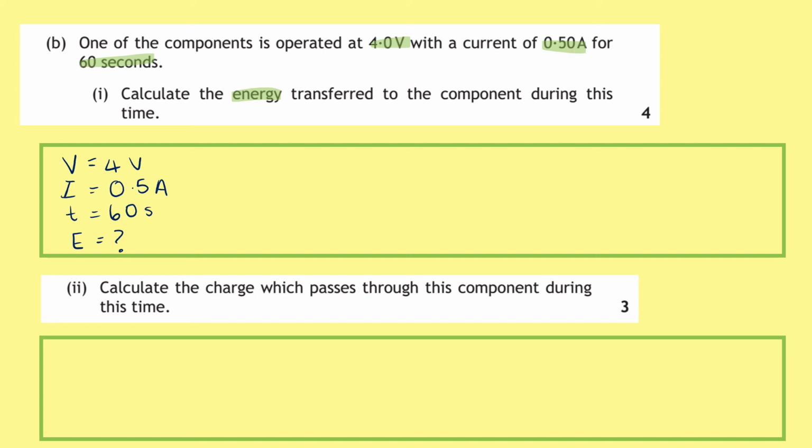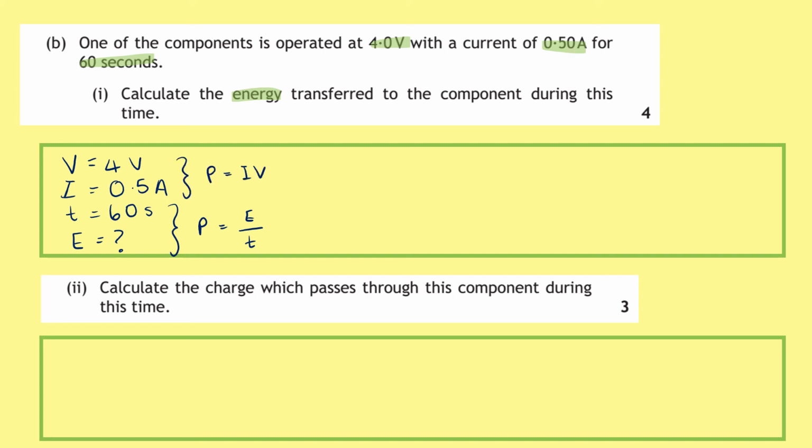Now looking at your data sheet, there is no equation that involves all 4 of these to work out your energy. We're going to have to use 2 equations. Looking at E and T, we can relate these with the equation from your equation sheet, P equals E over T. So we've got power just here. Let's look for an equation that involves power and also voltage and current, and we come up with P equals IV.